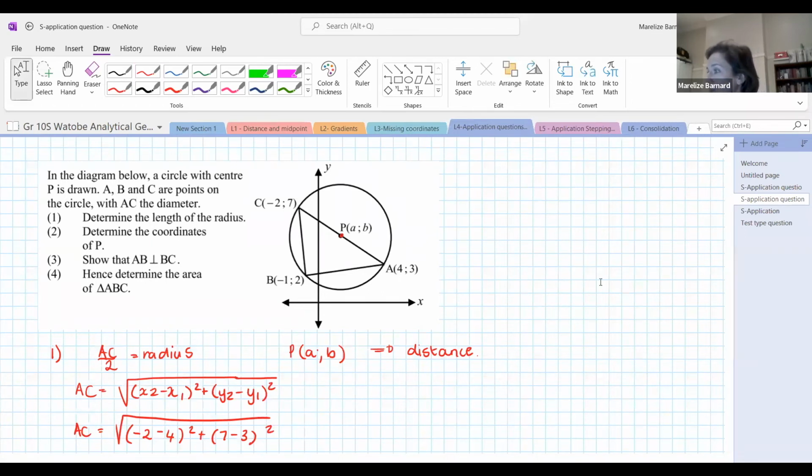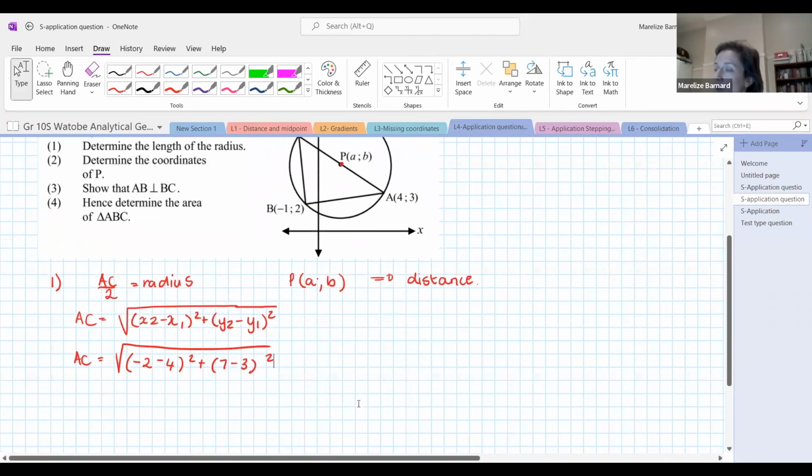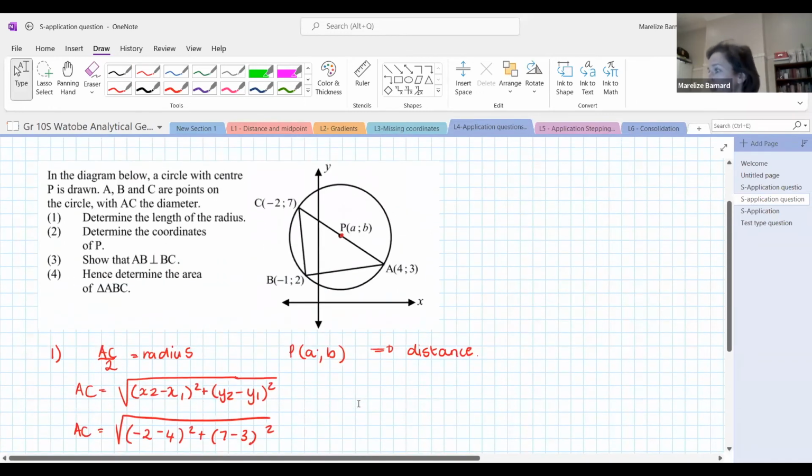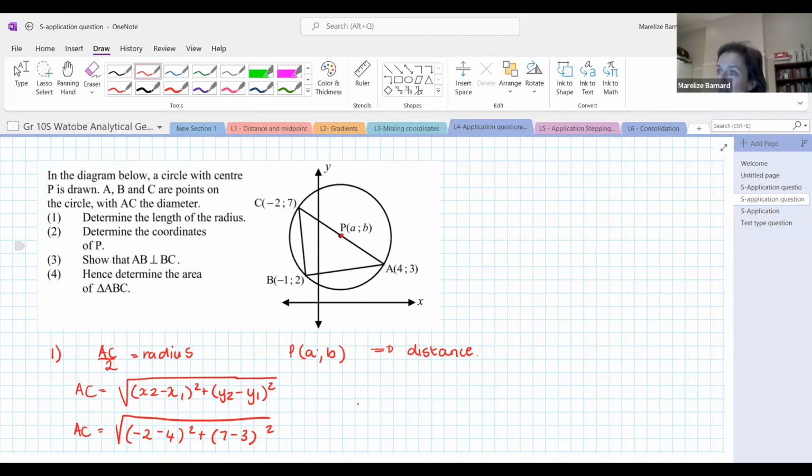If you're getting all these funny answers, you're definitely doing something wrong with your calculator, or putting the coordinates in the wrong order. Remember the coordinates: this is x2 and this is x1, and this is y2 and this is y1. You can't now make this y2 and that y1. It has to follow the same order. So it's (-2 - 4)² + (7 - 3)².